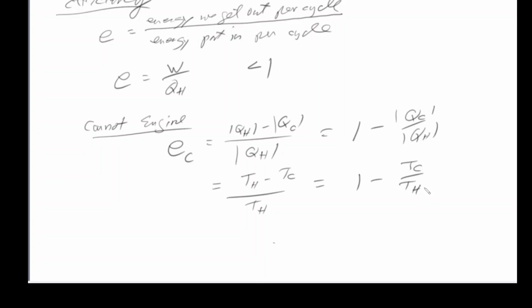And many problems will say such and such an engine has an efficiency equal to 50% of a Carnot engine. So you could use these values to calculate the efficiency if it was a Carnot engine, and then take the 50% of that as was stated in the problem. And since efficiency is a ratio, there are no units to it.